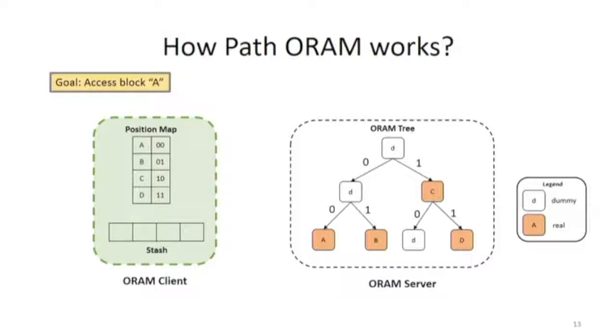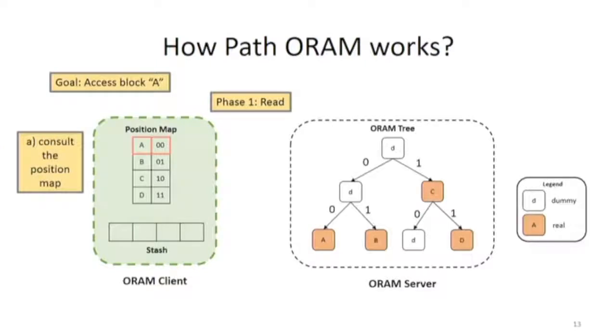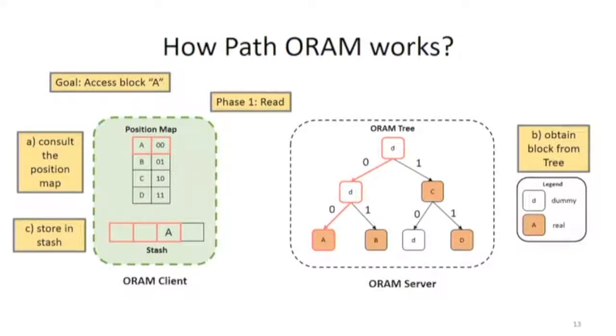What would happen in this scenario is that the first phase is reading the block. First, you're going to consult the position map to find out exactly where A is. It says it's at leaf 0, 0. So now you're going to obtain the whole path 0, 0 and save it in the stash, which is again your trusted memory region.